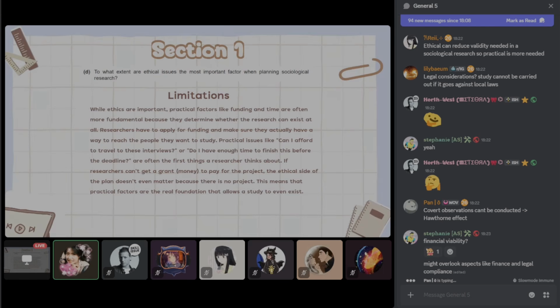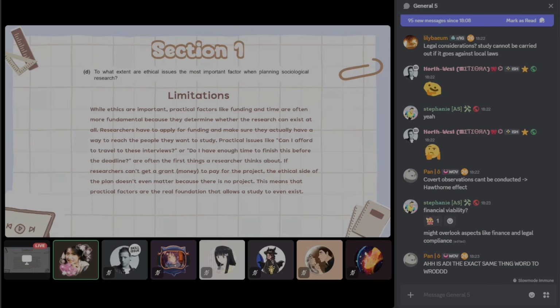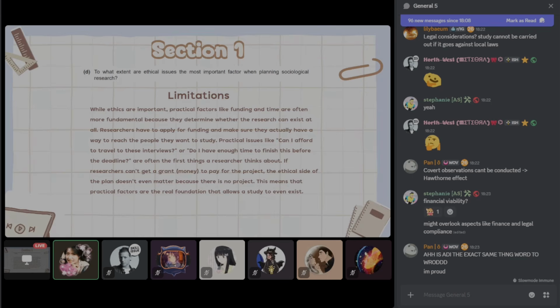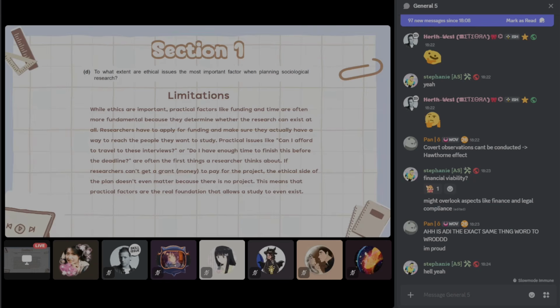Researchers have to apply for funding and make sure they actually have a way to reach the people they want to study. Practical issues like can I afford to travel to these interviews? Or do I have enough time to finish this before the deadline? Are often the first things a researcher thinks about. If researchers can't get a grant or money or loan to pay for the project, the ethical side of the plan doesn't even matter because there is no project. This means that practical factors are the real foundation that allows a study to even exist.